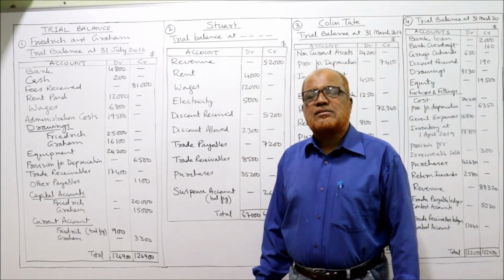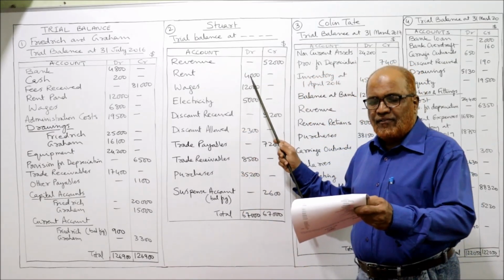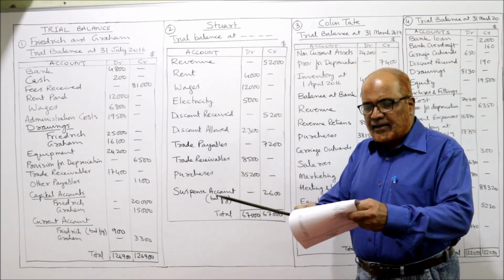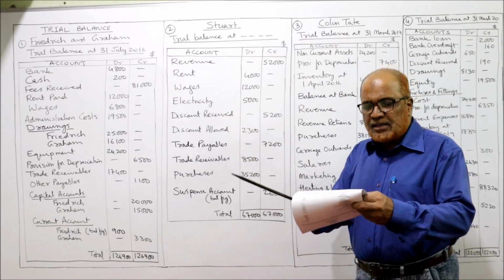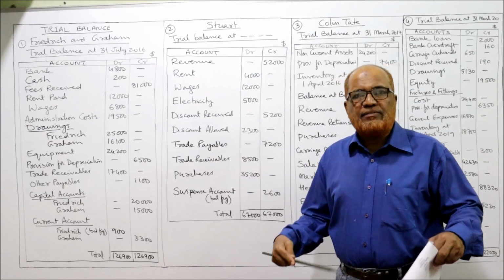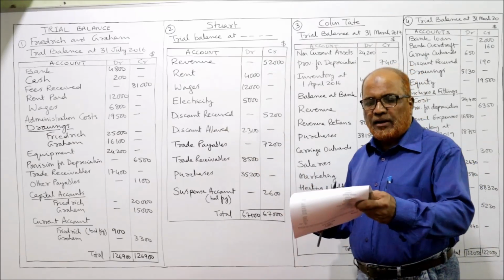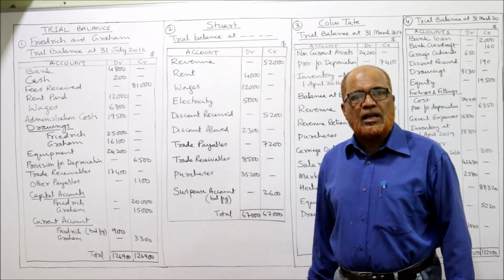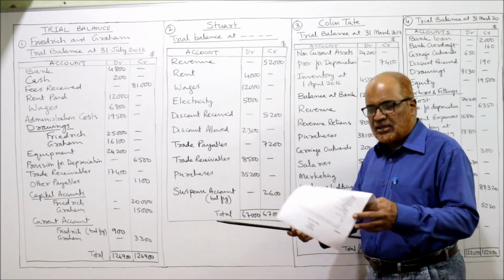Rent is an expense, debit balance, debit side. Wages is an expense, debit balance. Electricity bill is also an expense, debit balance. Discount received is an income, so it will be taken on the credit side. Discount received, credit column. Discount allowed is a loss, so it will show a debit balance. So discount allowed, debit balance, 2,300.